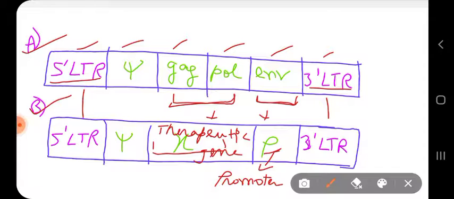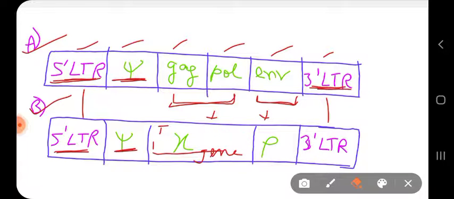Sorry for that. It is non-coding, that means it does not code for any proteins, the 5 prime and 3 prime long terminal repeats. Then it has a sequence which is used for packaging the RNA molecules, designated by this symbol of psi. So I'm removing all of them so you can understand.